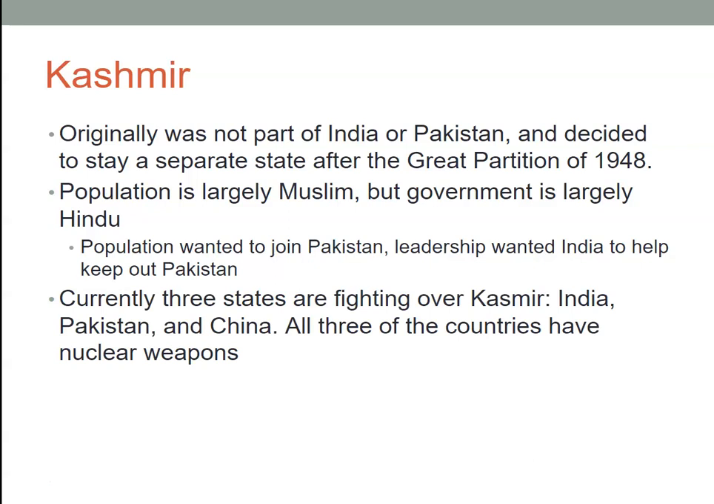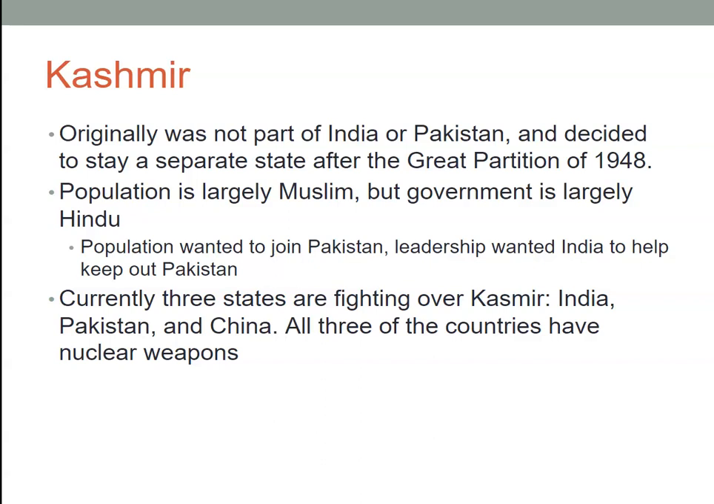So right now there are 3 states fighting over Kashmir. We've got India, Pakistan, and China. We're kind of at an awkward standstill because all 3 of these countries have nuclear weapons. And so no one wants to poke too hard because then, we might start World War III. And so Kashmir has been a very sensitive area.